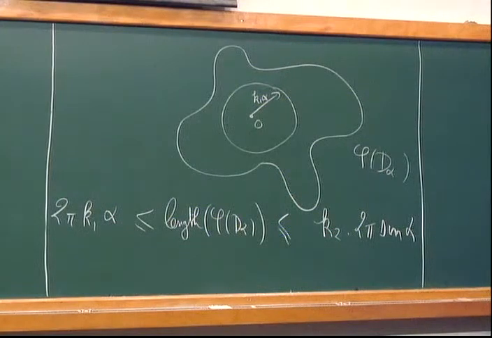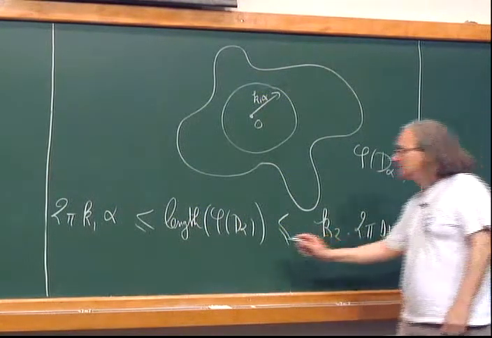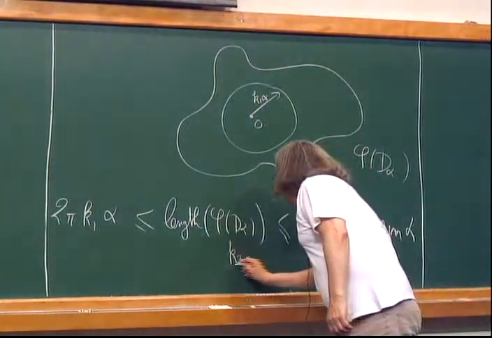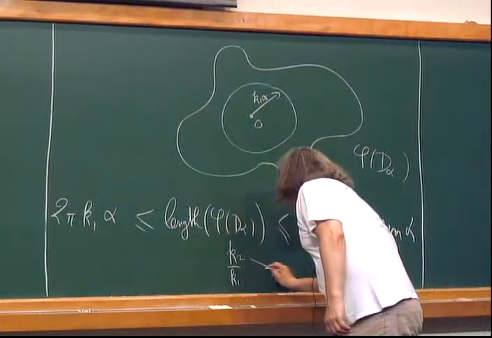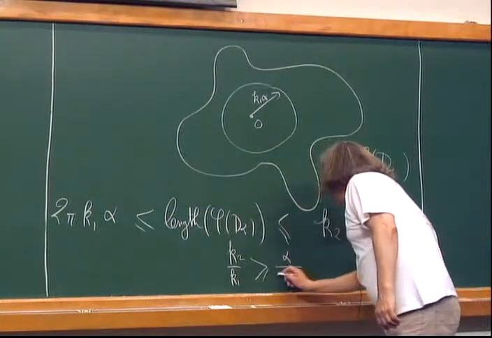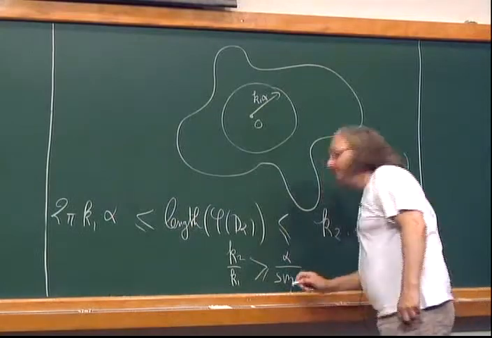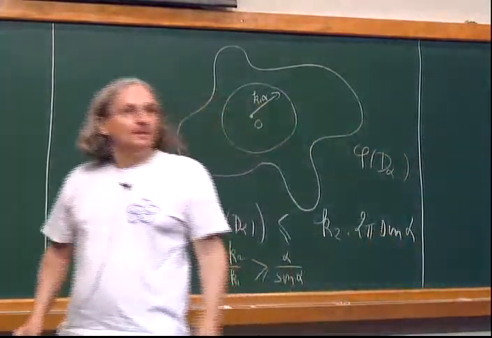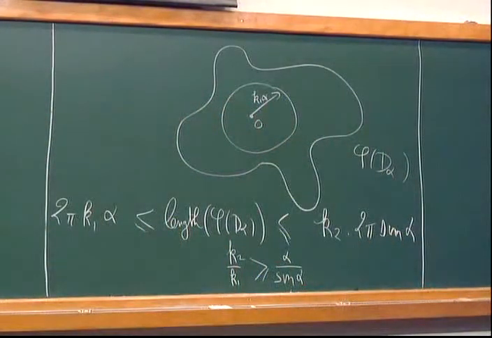End of proof. This implies that k2 divided by k1 is at least alpha over sine alpha. Okay? So that's very simple. Probably the simplest theorem of Milnor. Okay? Well, maybe we can find others, but this one is simple.